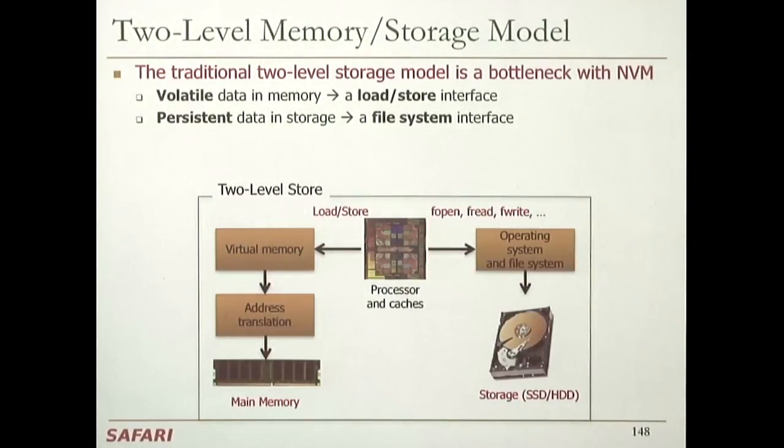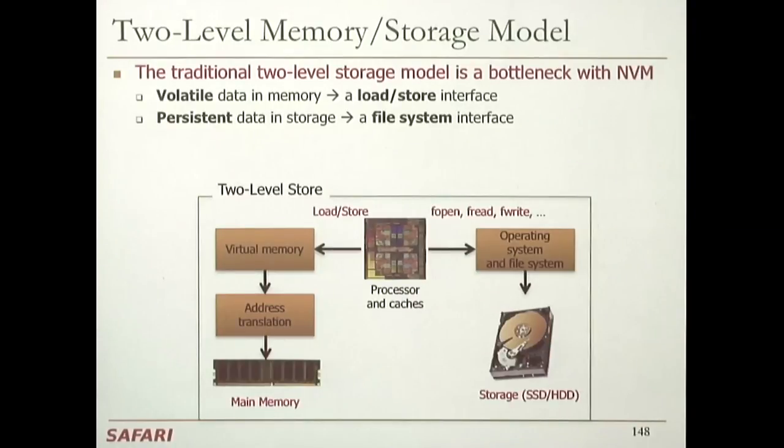Traditionally, we've been used to this two-level storage model where main memory is accessed with loads and stores, and volatile data is stored there, and persistent data is stored in the storage device, and you access it through a file system interface. Even at the programming language level, you cannot access persistent data directly with loads and stores today. And this has evolved because the devices had very, very different characteristics. This was really fast. This was really slow. Now, even with SSD, this is really slow.